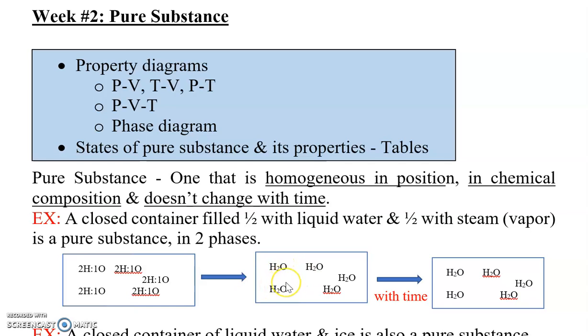And it is homogeneous in chemical composition. Everywhere you go in the tank, you're going to meet with H2O molecule. With time during your analysis, even if some of the liquid water vaporizes or some of the vapor condenses, you're still going to see H2O everywhere, 2H and 1O everywhere. So the closed container of liquid water and steam is a pure substance. Even if 3/4 of it is liquid or 3/4 of it is vapor, it is still a system of pure substance.